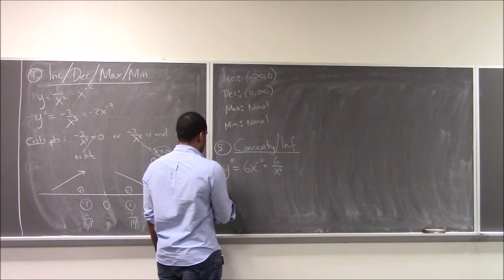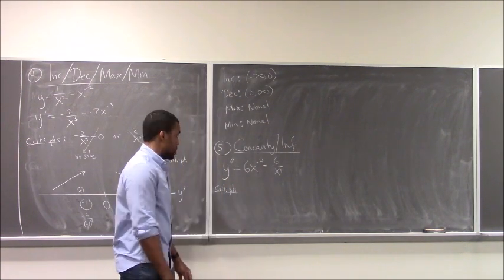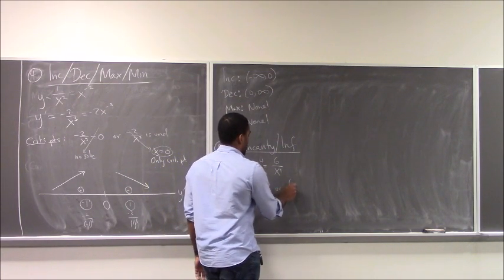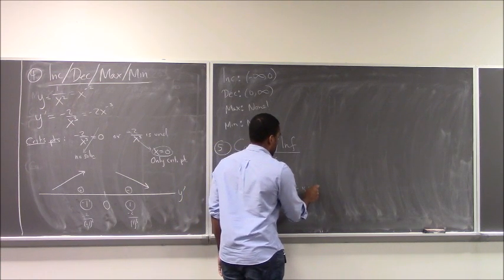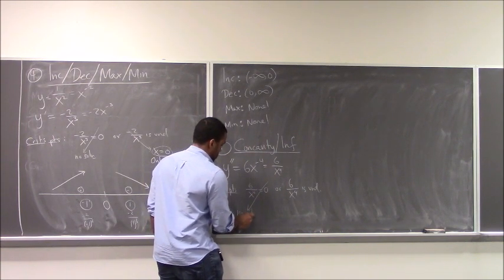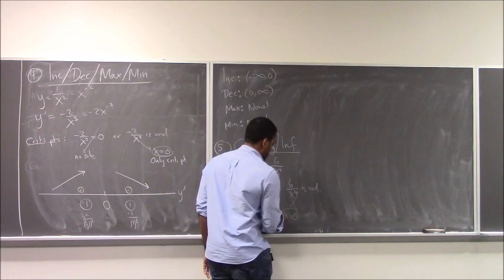Now, similar to the first derivative test, we're going to find the critical points here because we're going to figure out the signs. So this is where 6 over x to the 4th equals 0, or 6 over x to the 4th is undefined. This guy has no solution. This guy is when x equals 0.